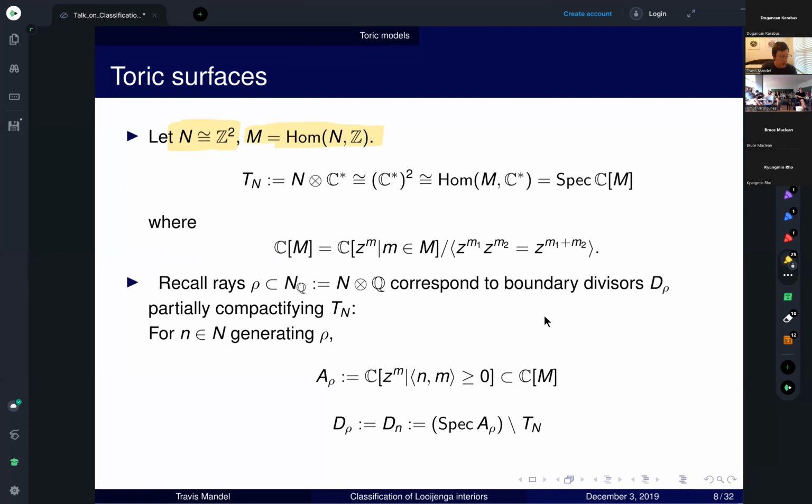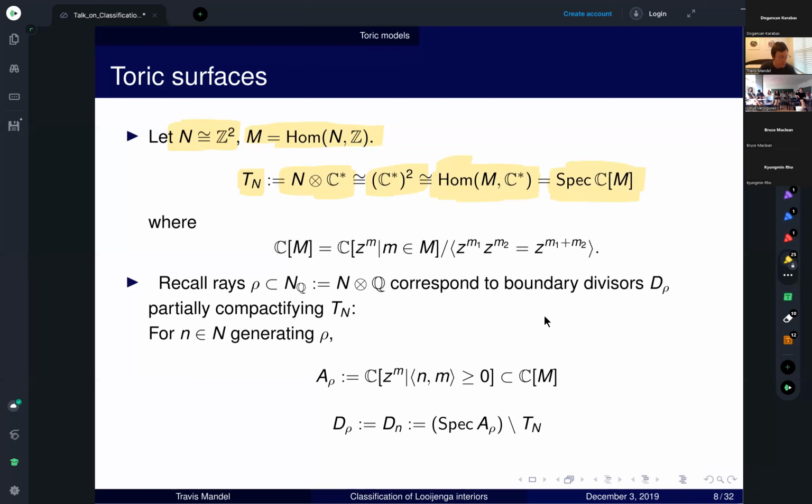Let T_N denote the algebraic torus associated to N by doing N tensor C star. If you take an isomorphism of N with Z squared, this tensor product gets identified with C star squared. You can also identify that with Hom from M to C star. You can think of that as a scheme or variety if you want. You can view that as Spec of C adjoin M, the scheme associated to the ring C adjoin M.